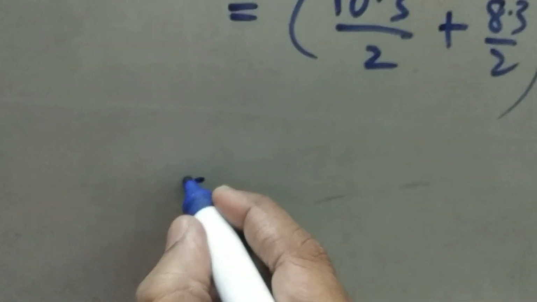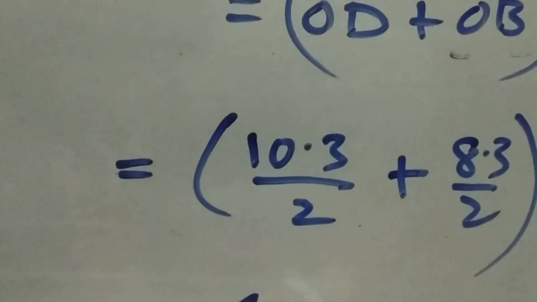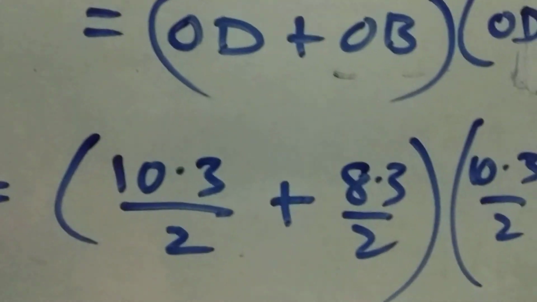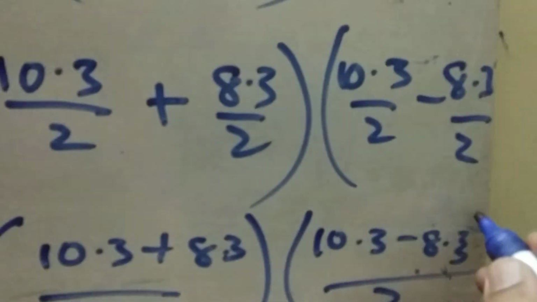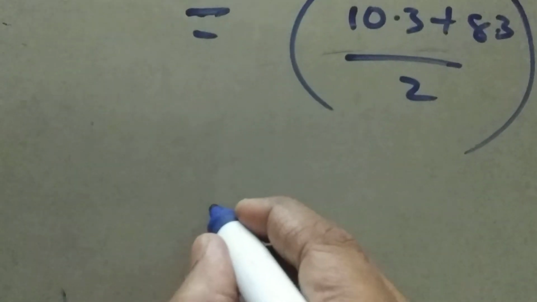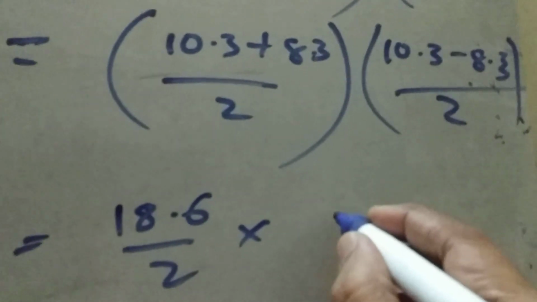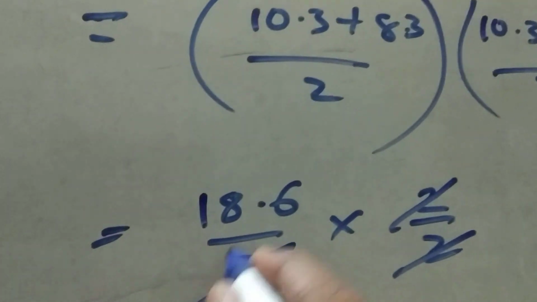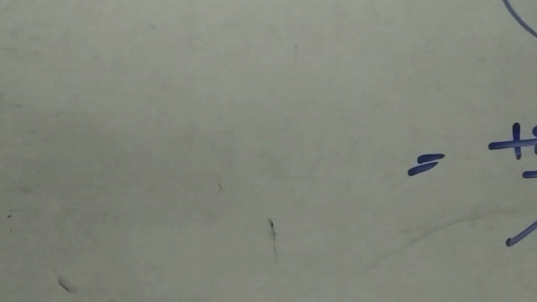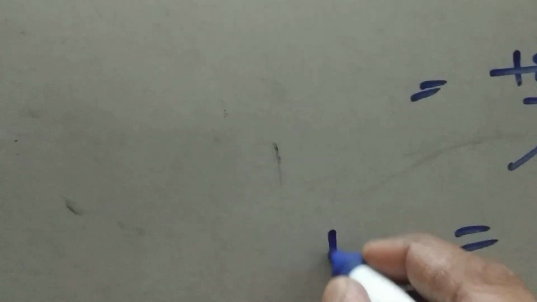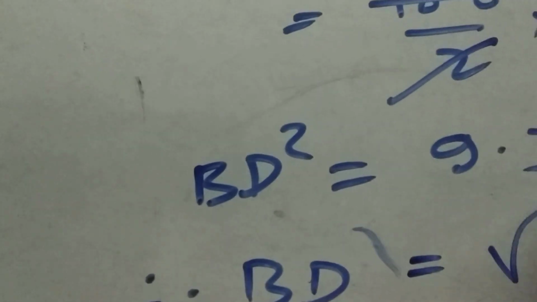Just find out, LCM is 2: 10.3 plus 8.3 upon 2, into 10.3 minus 8.3 upon 2. Are you getting? Now it is 18.6 upon 2 into 2 upon 2. When you cancel, this is 9.3. Whose value is 9.3? This is BD square. Therefore, BD is equal to square root of 9.3.